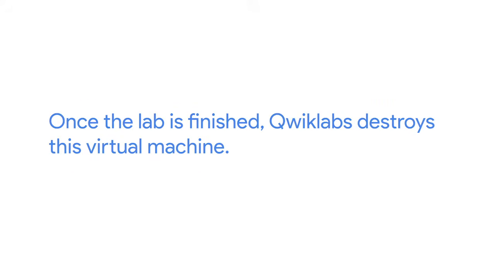Once the lab is finished, Qwicklab destroys the virtual machine. This way, any CPU, memory, and storage used by the VM is returned to the provider's pool of available resources, so they can be used by other virtual machines doing other work. So there you have it. You've got a better idea of what's going on behind the scenes when you start Qwicklabs in our courses.